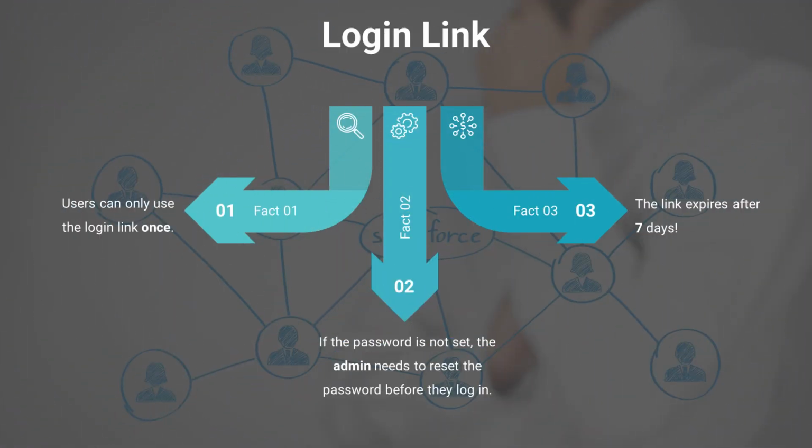Login link. Users can only use the login link in the sign-up email once. If a user follows the link and does not set a password, you, as the admin, have to reset their password before they can log in. The account verification link emailed to new users expires after 7 days, and users must change their password the first time they log in. Users who click the account verification link but don't set a password need an admin to reset their password before they can log in.